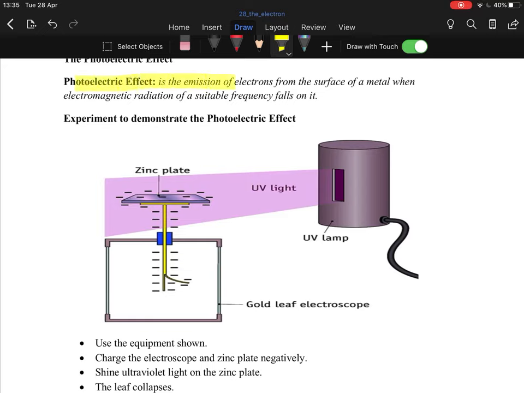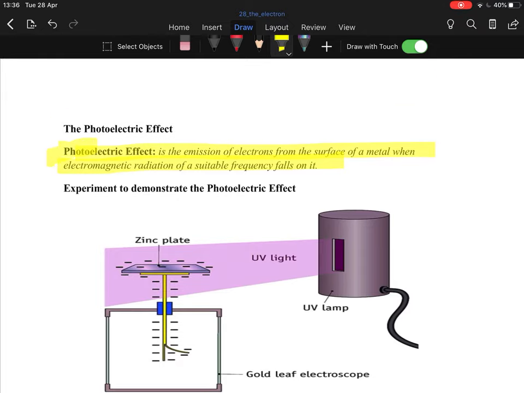Okay. All right. So the photoelectric effect. What is it? The photoelectric effect, again, is a definition you need to know. It is the emission of electrons from the surface of a metal when electromagnetic radiation of a suitable frequency falls upon it. Okay. So the emission of electrons from the surface of a metal when electromagnetic radiation, note, of a suitable frequency.